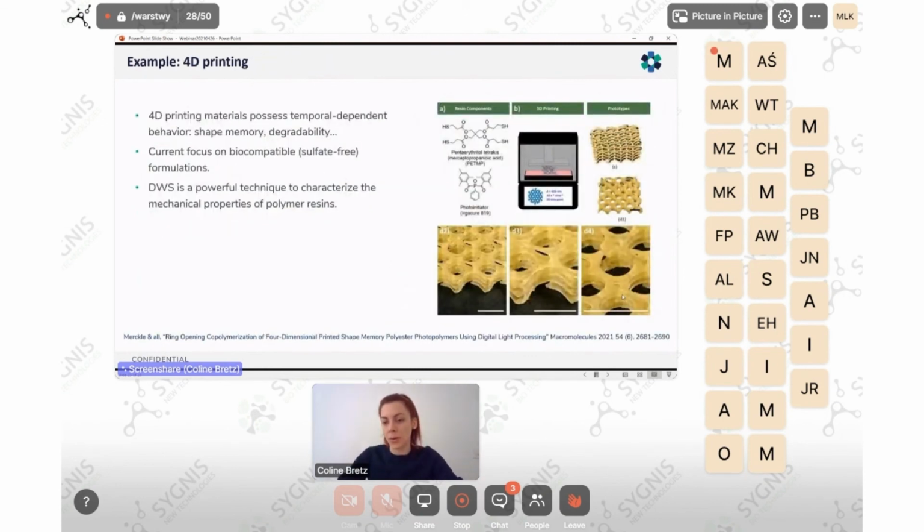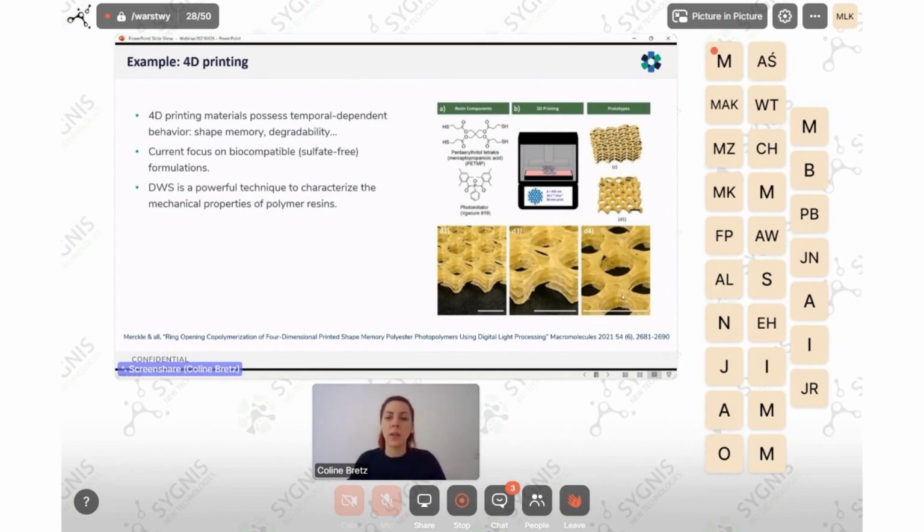Another example that I wanted to show is the example of 4D printing, where people look at developing materials that can be 3D printed, but that also have temporal dependent behavior, like biodegradability. For example, materials that will be present at some point in the human body have to be degradable within some conditions. And also materials that have shape memory. And the current focus, of course, because in the long term these materials need to be implemented in human bodies, is to make these formulations biocompatible, and that often means removing sulfates in the formulations.